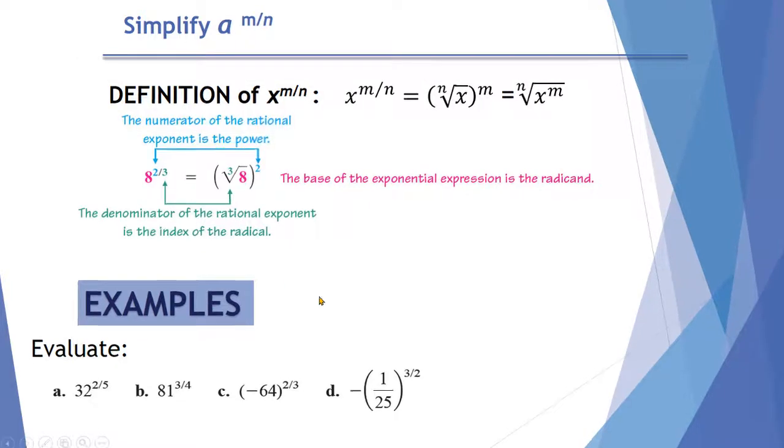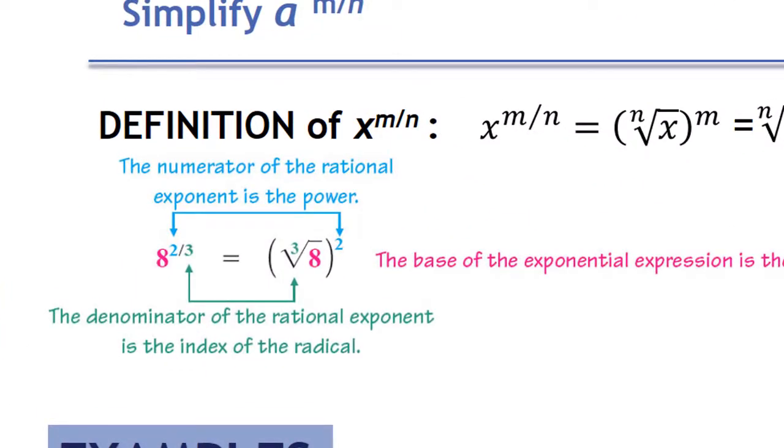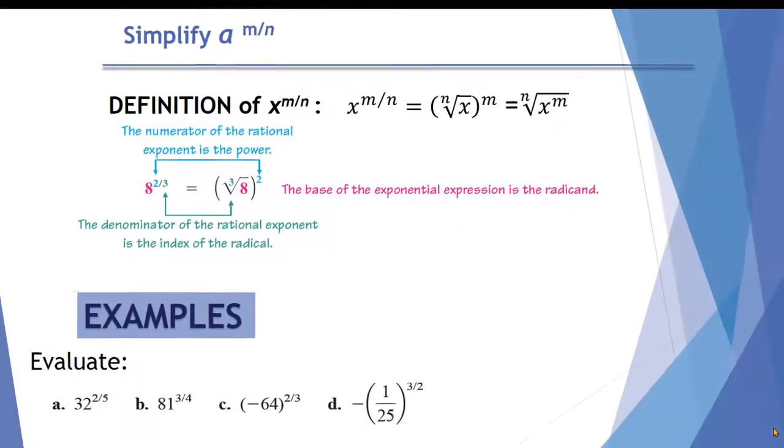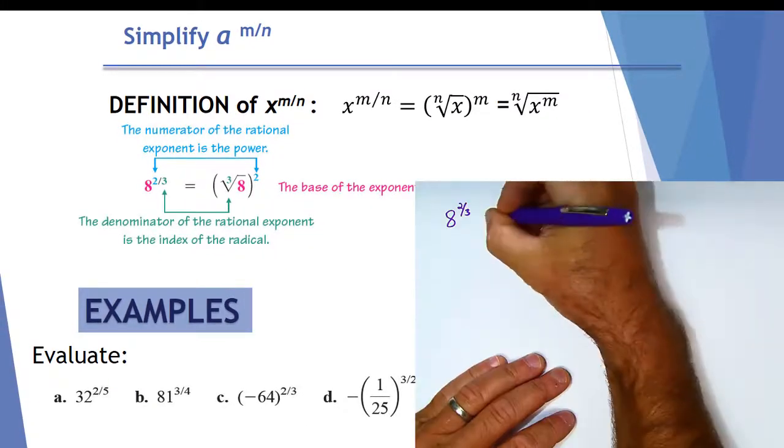Here's an easier example to see though. 8 to the 2/3, that's the same as the cube root of 8, as we saw just a minute ago. The denominator tells you the type of index you have, whereas the numerator gives you the power or the exponent. So that's the cube root of 8 squared. So we should take that one a step further though.